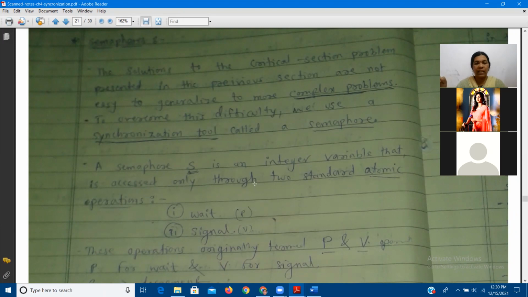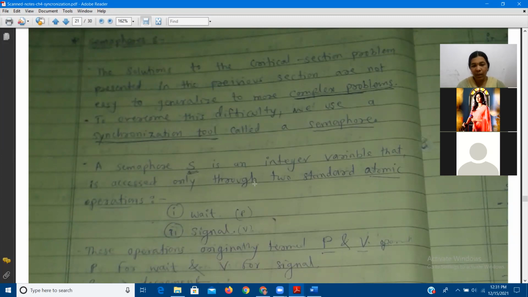Signal operation is also called a V operation. Mostly in GATE question papers, they give the initial value of the semaphore and say that on this semaphore perform four wait operations or 4 P operations and 3 V operations, and ask what the value will be. So questions like that may be asked.